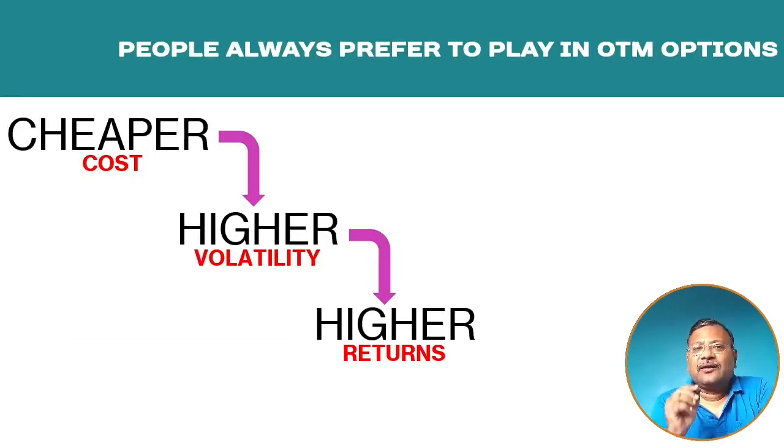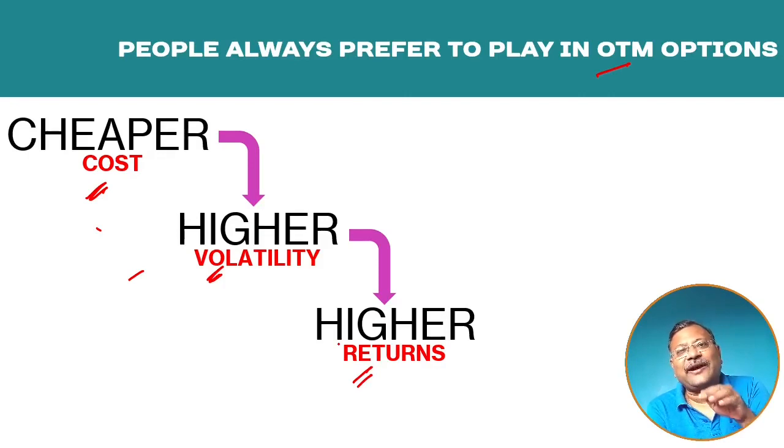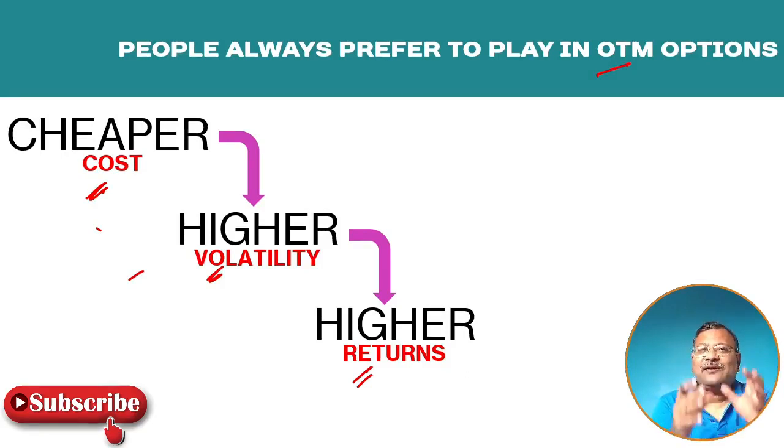See, like I mentioned, people always prefer to play in OTM options. That is because they are cheaper, they have a higher volatility, and because they are cheaper and have higher volatility, they provide you with a higher return as compared to playing in the money option. I mean, think of it from the trader's point of view. If I were to buy something expensive, and that would give me a lower rate of return on my investment as compared to if I were to trade in something cheaper which would give me a higher return, then obviously I would go for the cheaper stuff, right? So therefore, people always tend to prefer playing in OTM options.